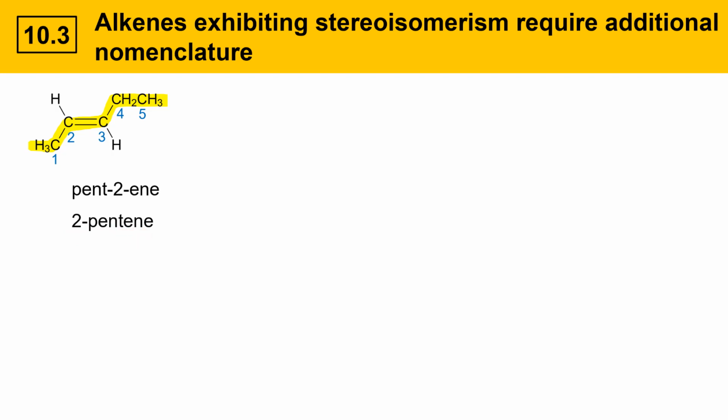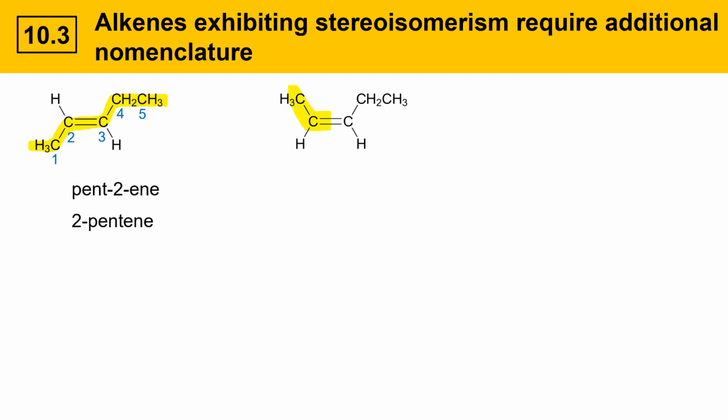The thing is, this molecule has a stereoisomer. I can tell because the groups on the left carbon are different. Hydrogen and methyl are different from each other, and the groups on the right carbon are also different. Hydrogen and ethyl group are different. So there's a stereoisomer of this molecule, and that is shown here.